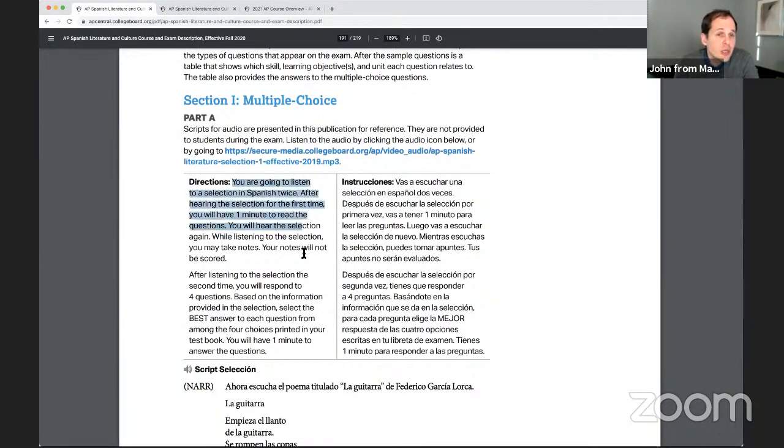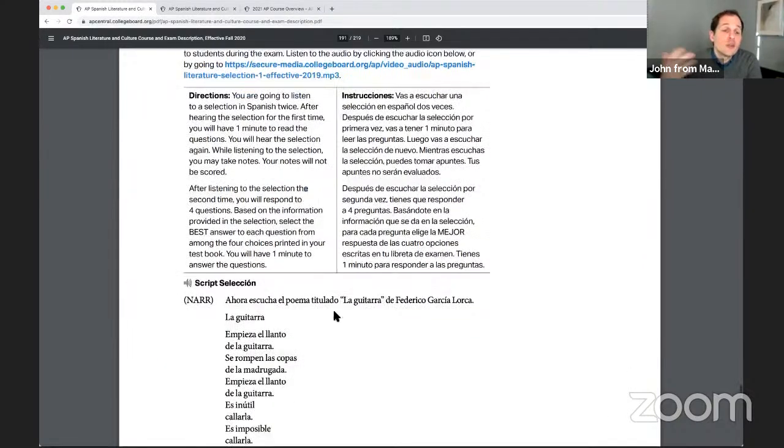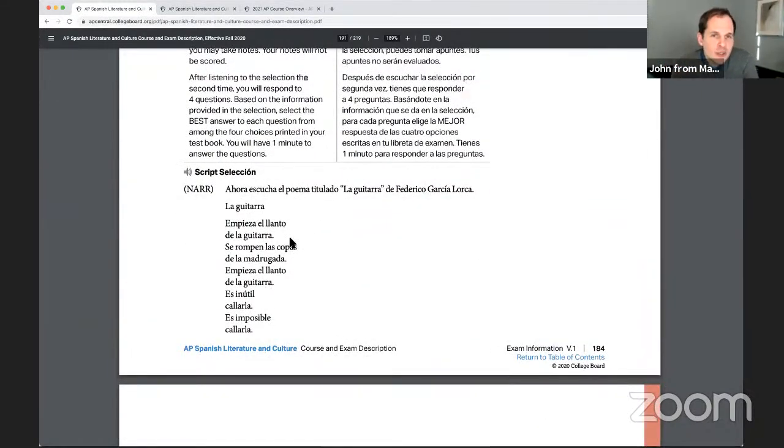You're going to have to listen to a selection in Spanish twice. After hearing the selection for the first time, you'll have 1 minute to read the questions. You'll hear the selection again. While listening, you may take notes, so you can be writing on paper. Your notes will not be scored. After listening a second time, you will respond to 4 questions. Based on the information provided in the selection, select the best answer to each question from among the 4 choices printed in your test booklet. You'll have 1 minute to answer the question. So you're going to get this twice, and you can take notes. So here's the script selection.